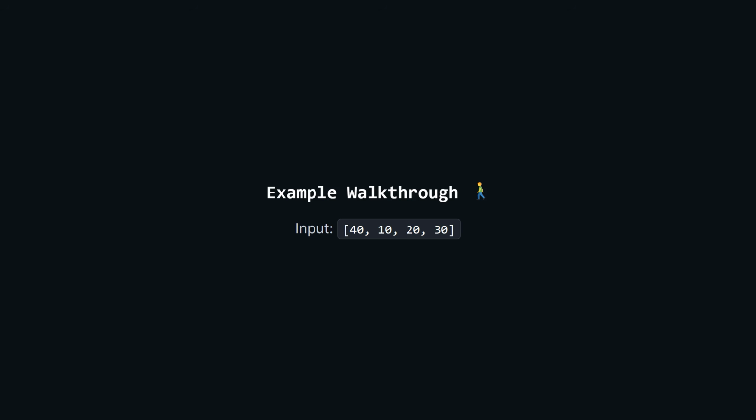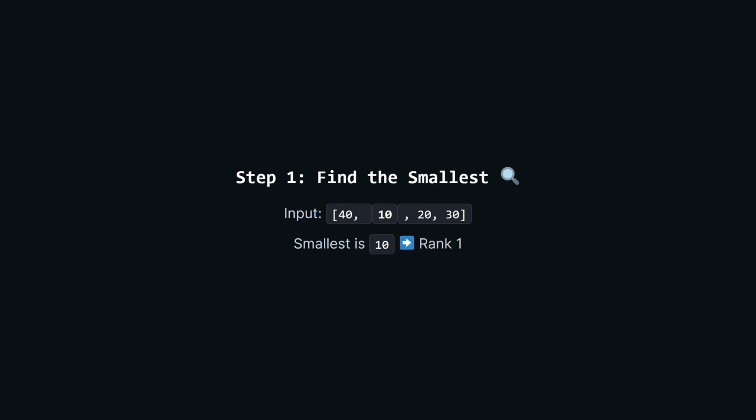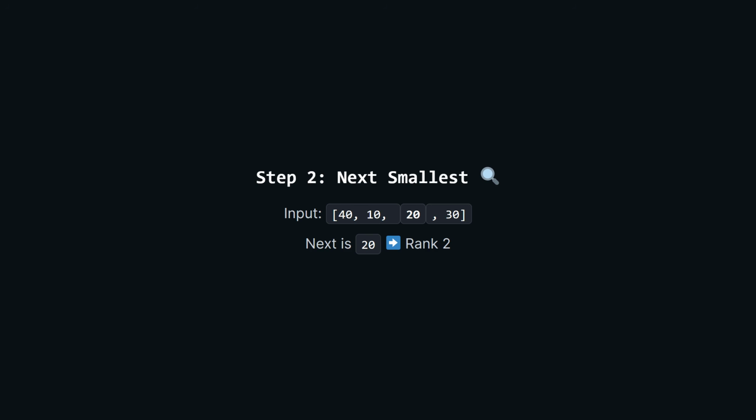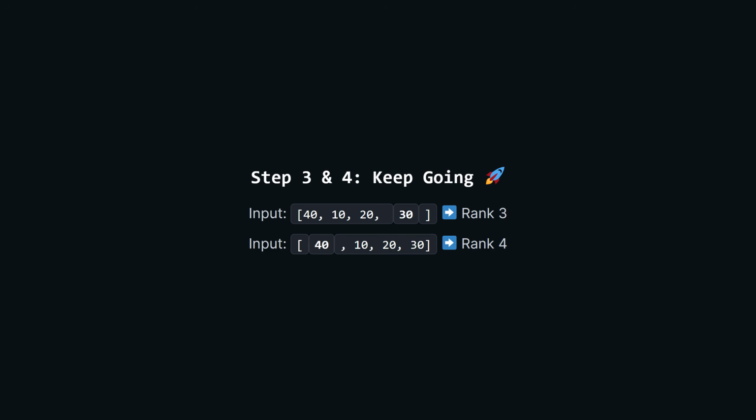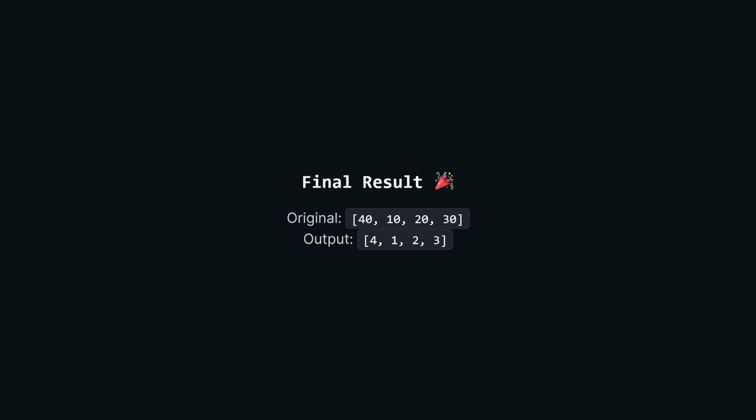Let's walk through this quick example list containing 40, 10, 20, and 30. First, we scan the list for the absolute smallest number. That is 10. So 10 gets our starting rank of 1. Next up is 20. It is the second smallest overall, so we assign it a rank of 2. 30 is next, getting rank 3. And finally, 40 is the largest number here, so it finishes off with rank 4. We swap out the original numbers with their new ranks, giving us our final output.